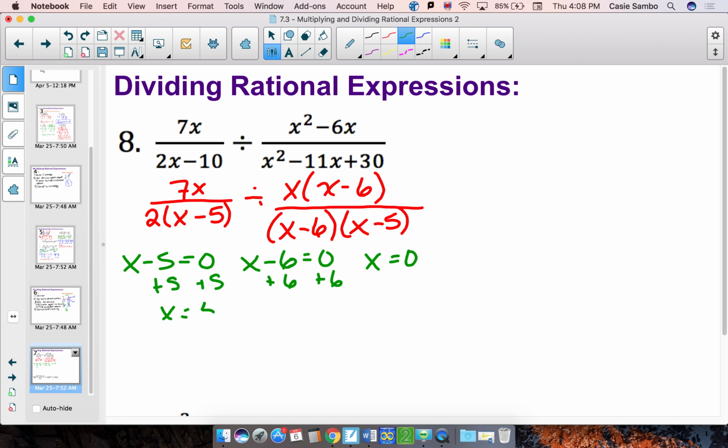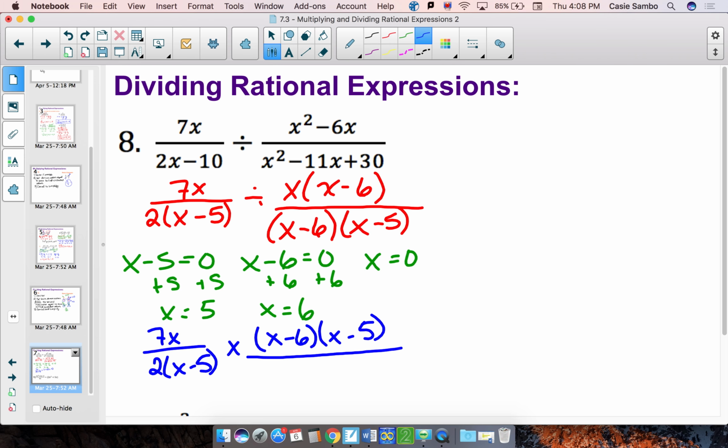And x equals 5, x equals 6, and x equals 0. Now, I need to go through my process of actually multiplying these fractions. So I'm going to use my keep flip change and have 7x over 2 times x minus 5 times x minus 6 times x minus 5 over x times x minus 6. Then my x minus 5's will cancel, my x minus 6's will cancel, and my regular x's will cancel.